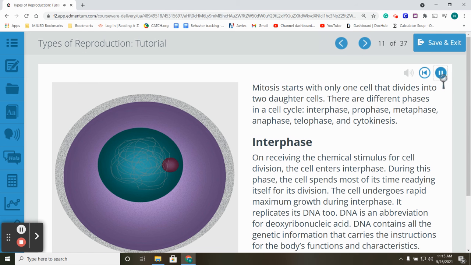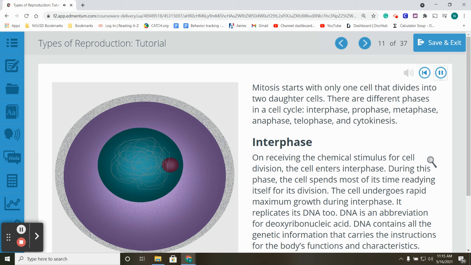Mitosis starts with only one cell that divides into two daughter cells. There are different phases in a cell cycle: interphase, prophase, metaphase, anaphase, telophase, and cytokinesis. Interphase. On receiving the chemical stimulus for cell division, the cell enters interphase. During this phase, the cell spends most of its time readying itself for its division. The cell undergoes rapid maximum growth during interphase.